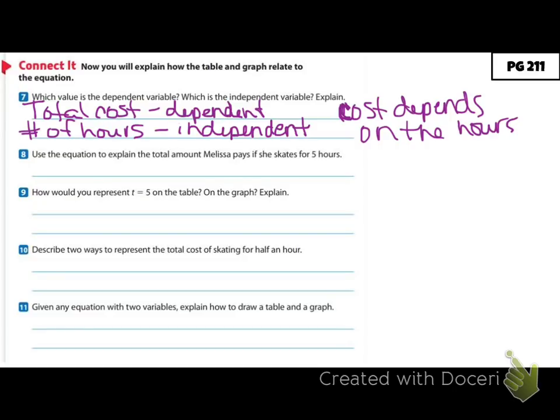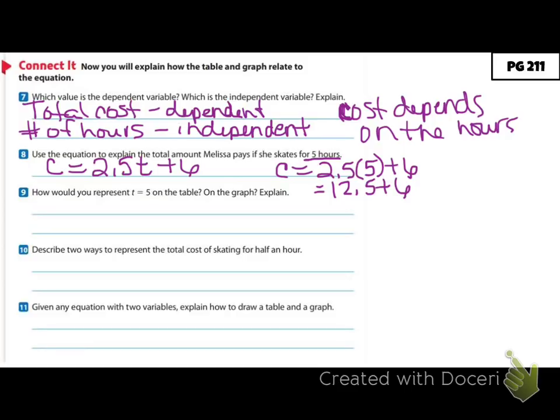Number 8, use the equation to explain the total amount Melissa pays if she skates for 5 hours. So if we go back and look, our equation was C equals 2.5t plus 6. So if I want to skate for 5 hours, I plug the 5 in for my t. So it would be C equals 2.5 times 5 plus 6. And then I work through and solve it. 2.5 times 5 would be 12.5 plus 6. And 12.5 plus 6 is 18.5, which is $18.50.